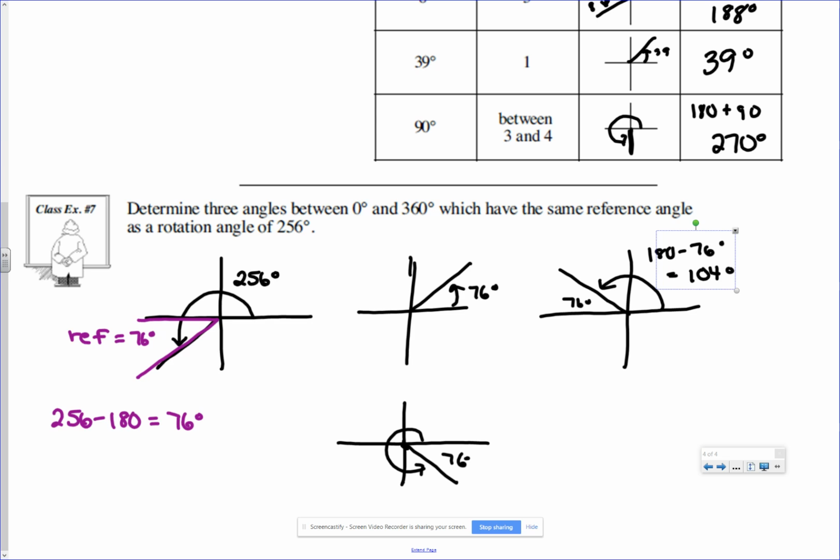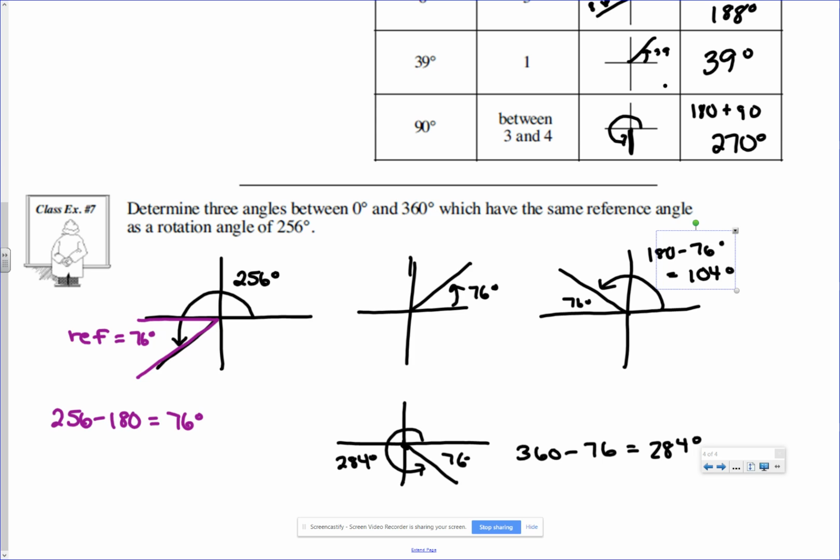So to find this one, it would be 360 minus 76. So 360 minus 76 is 284. So this would be, sorry, not 280, yeah. So 360 minus 76 is equal to 284. So there's my last one, 284. So that's those angles right there.